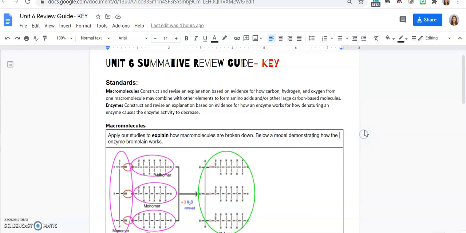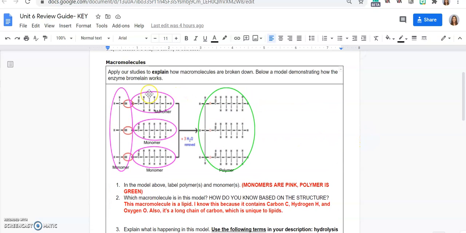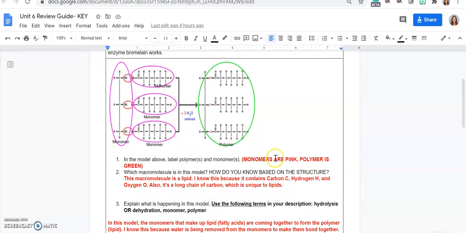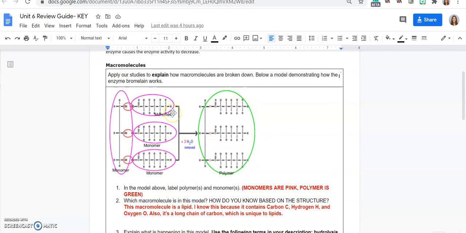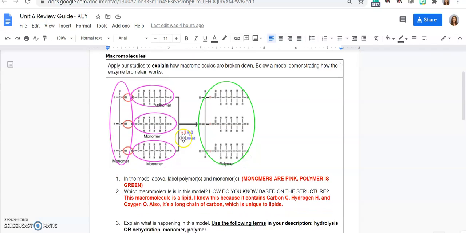The first question is about labeling and identifying monomers and polymers. So this molecule on the left, these pieces are not bonded, they're separated, so these are the monomers. And then after the reaction, this big polymer, this is the large macromolecule. So remember the pieces, the building blocks, those are the monomers. And then the giant macromolecule, that is the polymer. So you will have to do that on the test. You'll have to circle and label the monomers and the polymers.